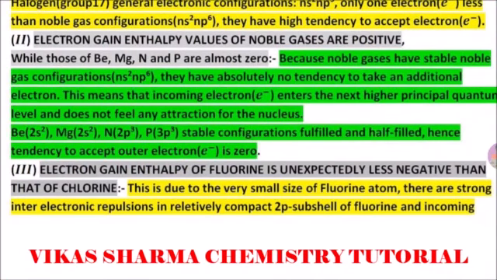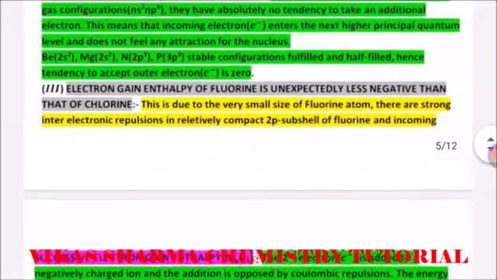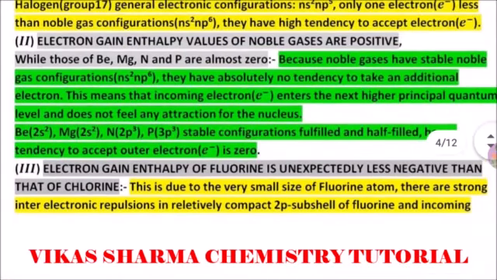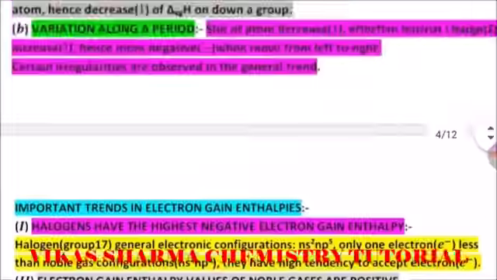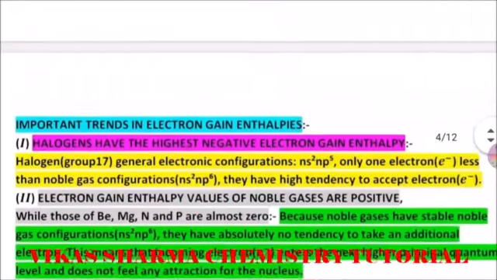There is strong inter-electronic repulsion between the relatively compact 2p shell of fluorine and the incoming electron. So the size of fluorine is much smaller in comparison to chlorine, and it has less tendency to accept an electron. So it has a lower negative electron gain enthalpy, meaning its heat is released in a smaller quantity in comparison to chlorine, meaning chlorine attracts the electron easily due to its bigger size.